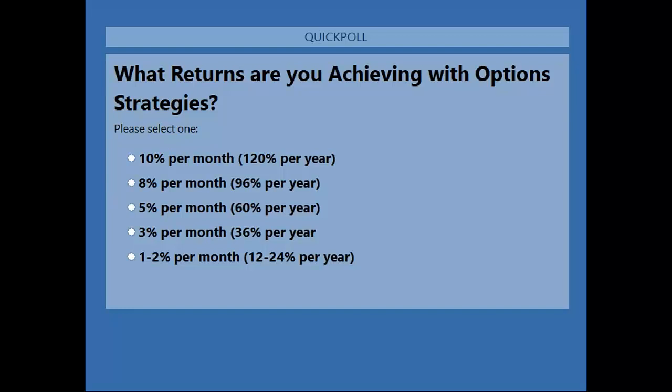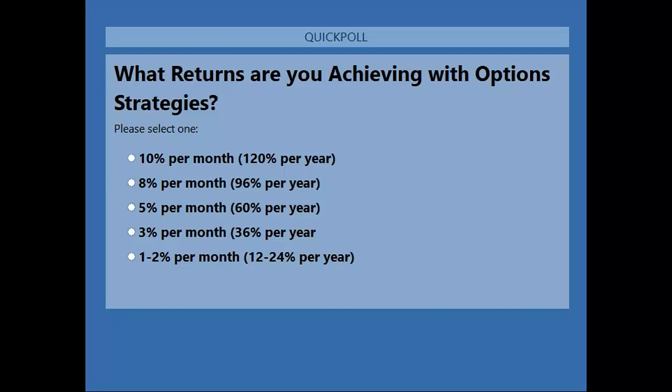So what are we achieving with our options? Are we achieving that 10% per month or 120% per year? Are we seeing about 8% per month, which would roughly translate to 96% per year if we get that on a consistent basis? 5% per month would be 60% per year. 3% per month, 36% for the year, of course, or 1 to 2% per month, 12 to 24% per year.